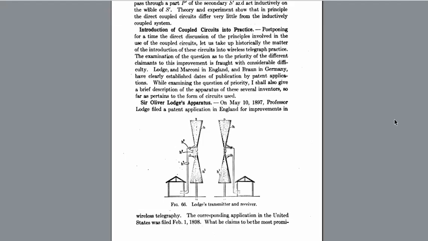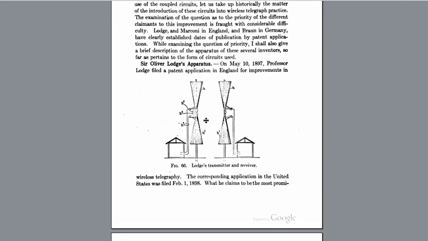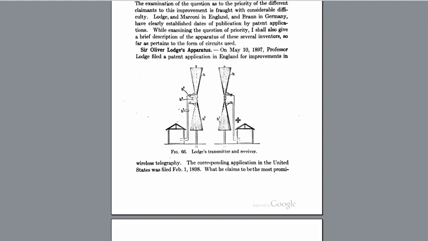While examining the question of priority, I shall also give a brief description of the apparatus of these several inventors, so far as pertains to the form of circuits used. Sir Oliver Lodge's apparatus. On May 10, 1897, Professor Lodge filed a patent application in England for improvements in wireless telegraphy. The corresponding application in the United States was filed February 1, 1898.